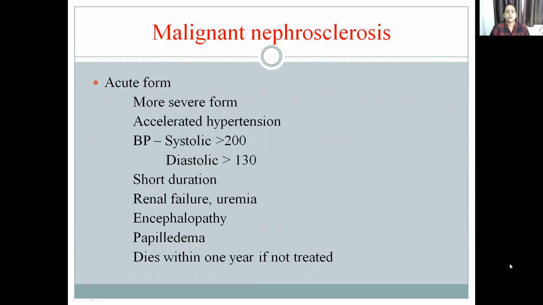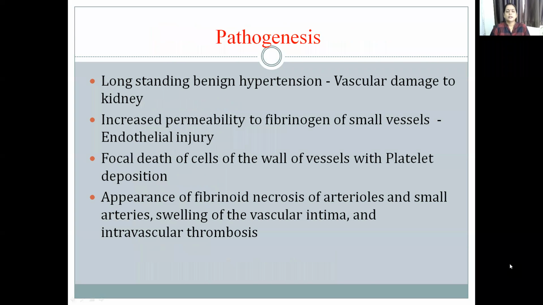Okay, so it is usually of short duration. Even in the short duration, it can have long-lasting effects causing renal failure, anemia. I told you there can be encephalopathy and papilledema when there is a crisis. So what is the pathogenesis? The vascular damage is usually to the kidney, wherein there is increased permeability to fibrinogen of the small vessels.